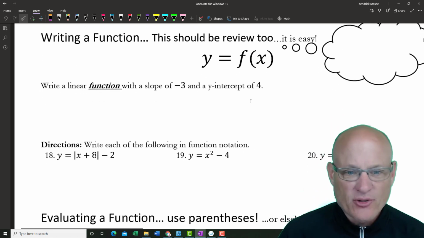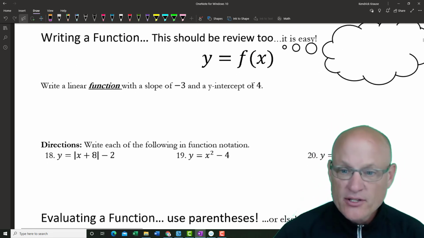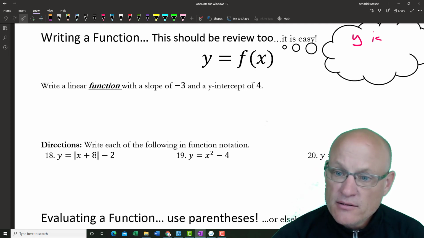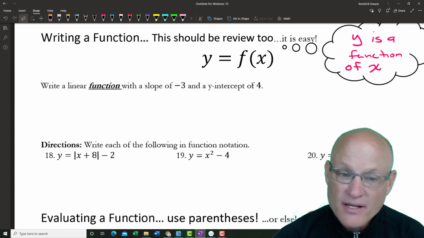So writing a function y equals f of x. This just says y is a function of x. I mean, we've done it before.